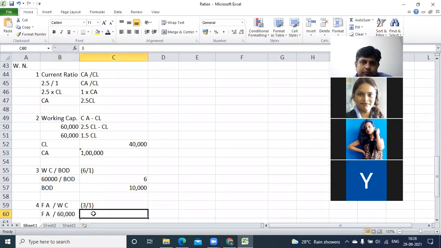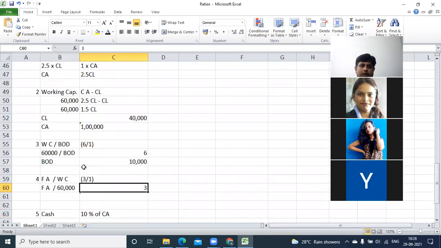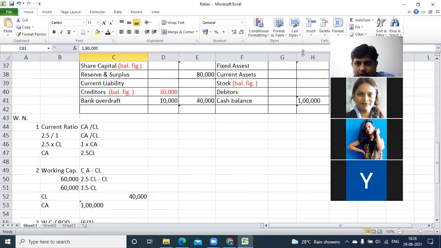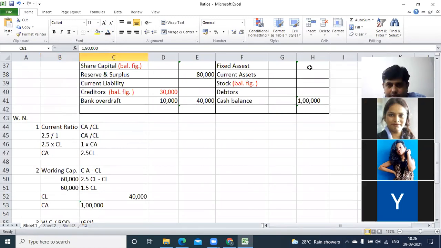Can we get the fixed asset? Yes, sir. 1,80,000. आ गया तो हम fixed asset भी लिख डालेंगे. जो मिल रहा है वो मिलते लिखते जाएंगे. बहुत सारा काम हो गया. If 1,80,000 and this 1 lakh, 2,80,000 will be the total. Yes or no? Yes, sir.